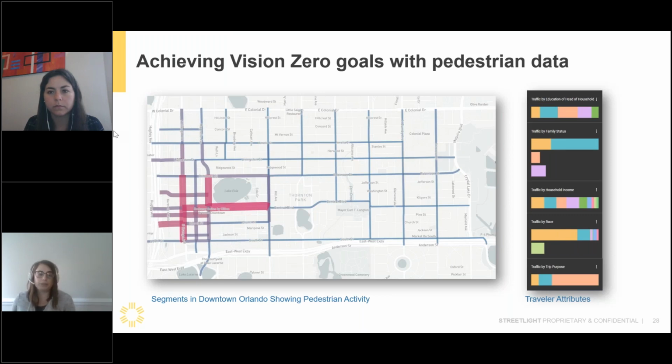Now, in this example, we were focused on pedestrians, but that's only one piece of the puzzle when we're talking about Vision Zero. We also had to talk about vehicles and where pedestrians might be more at risk for those conflicts with vehicles on the roadway. So using the same network, we can also use this to analyze vehicular data and understand where those conflict points might be in a greater detail. Next slide.